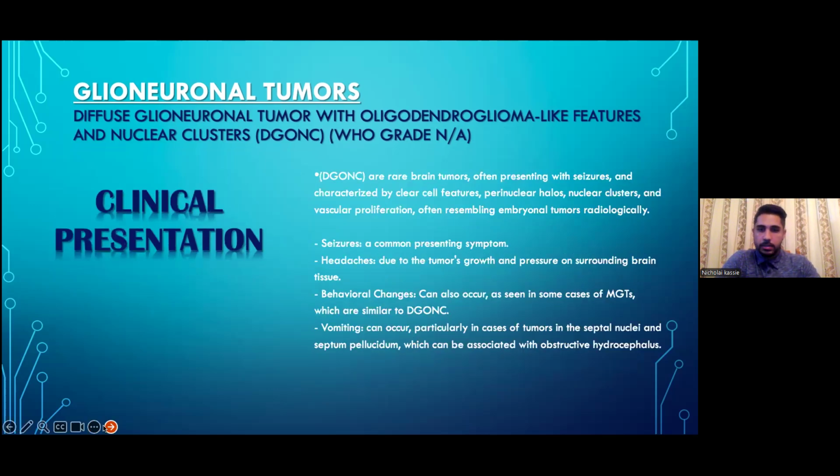On clinical presentation, these patients often present with seizures. Histology is characterized by clear cell features, perinuclear halos, nuclear clusters, and vascular proliferation, often resembling embryonal tumors radiologically. Patients will present with seizures, headaches, behavioral changes, and even vomiting.